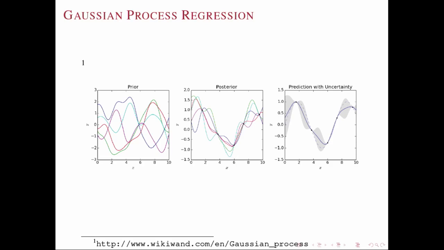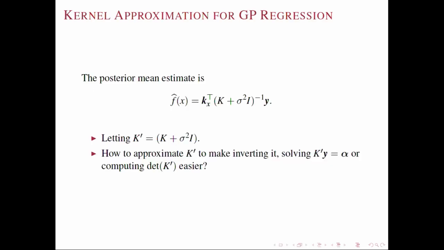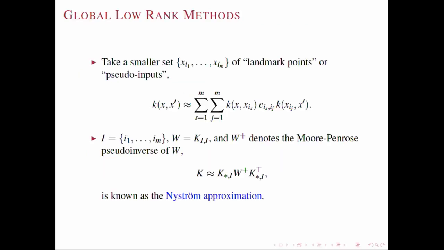From the plots, the left are draws from the prior function distribution, the middle are draws from the posterior, and the right are the mean prediction with one standard deviation shaded. In Gaussian process regression, the posterior mean estimate can be written as this formula. From this formula, the inference reduces to just having to compute the inverse of an augmented kernel matrix K'. So the problem here is how to approximate K' to make inverting it easier.